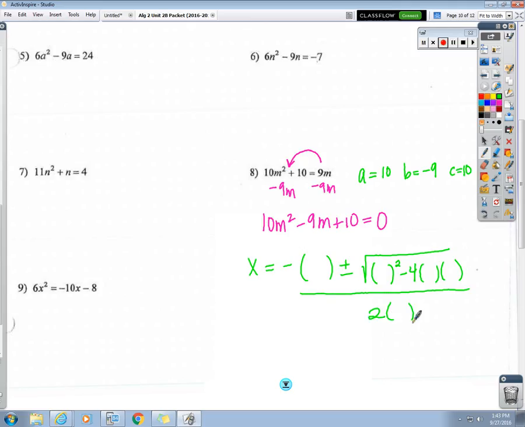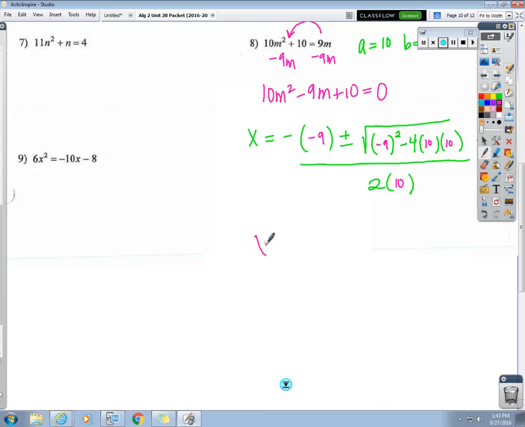Okay, so now that it's written out, I know both of these are B's, so both of those are going to have a negative 9. Both of these are A's, so they're both going to have a 10. And then C is also 10. Once you've done that, I could go ahead right away and make this negative 9 a positive 9. I can simplify the discriminant. Go ahead and type in the discriminant.